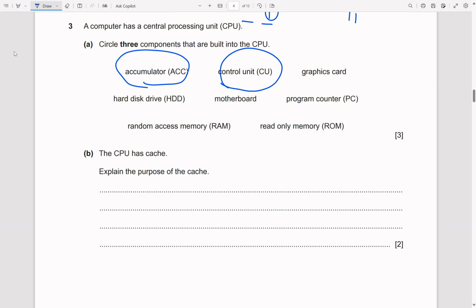That's going to send out the timing signals, right, the system clock. It's also going to decode instructions. It's also going to manage, for example, interrupts, right, it's going to handle all of those signals. The graphics card is not, the hard drive is not.